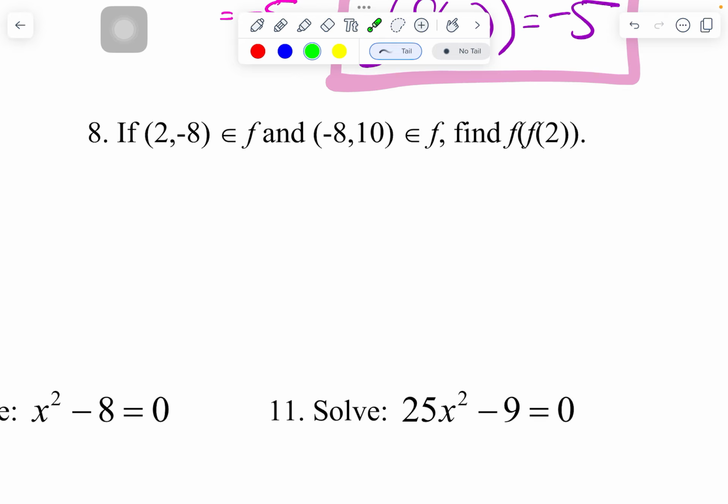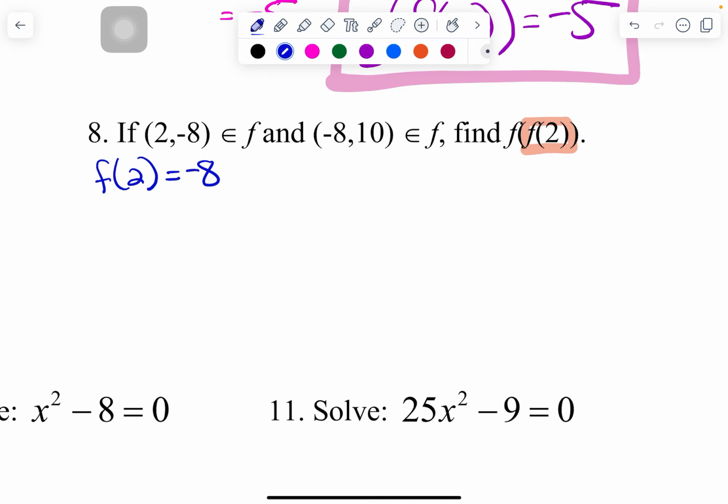Number 8, we've got 2, negative 8 is an element of f. Okay, so this point is in that function. And negative 8, 10 is also in that function. So let's figure out what this is. Okay, so we're going to start with the inside part. And we've got f of 2. So f of 2... Let's see, we got 2 ordered pairs. Okay, well, when x is 2 here, then our function is equal to negative 8. So f of 2 equals negative 8. That's the first step.